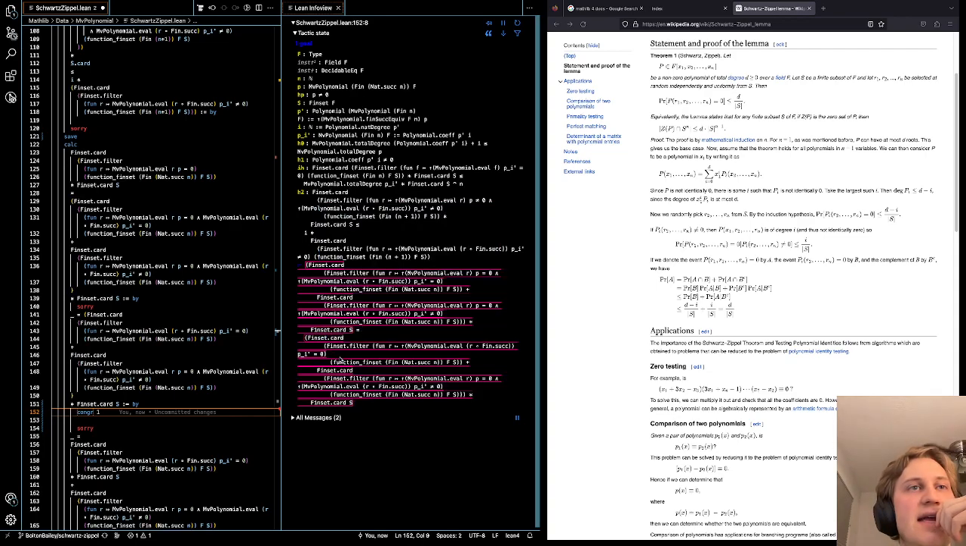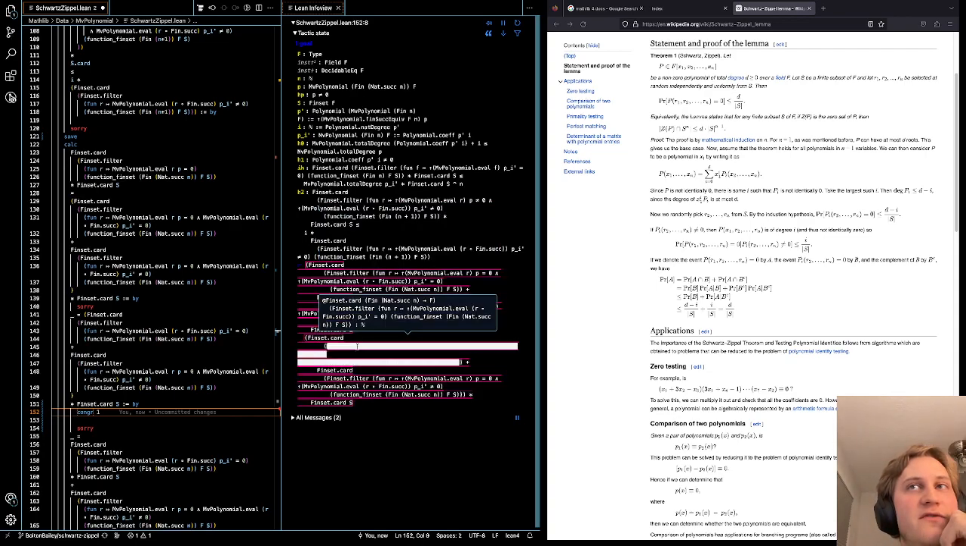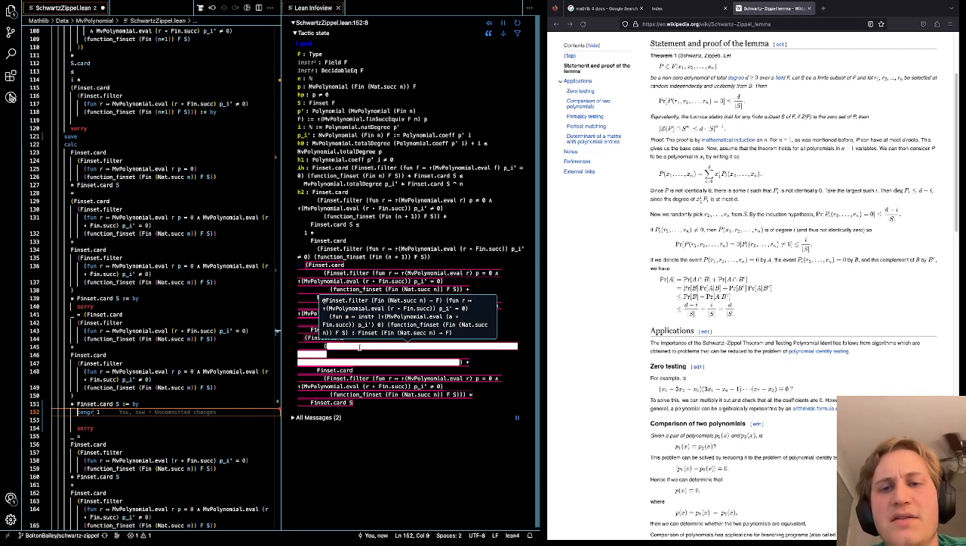I think it's actually even further, like we can do finset card because the point is that A intersect B. Okay, let me see. Am I wrong about this? Is A intersect B equivalent to B? Let me reconsider this proof here.